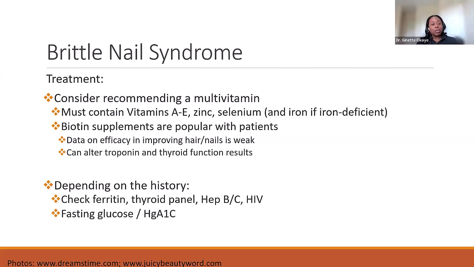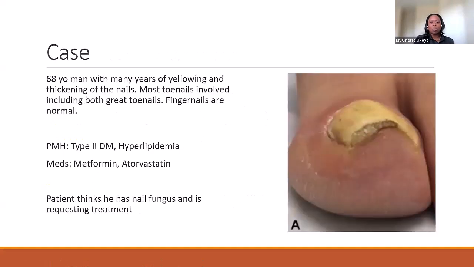And then depending on the history, I would check the ferritin, the thyroid panel, hepatitis, HIV, depending on their risk factors too. And depending on where you live, where I live in DC, we check hepatitis C and HIV every chance we get, and RPR for syphilis, because the prevalence is relatively high, and we just don't want to miss it. But we don't know when that patient will see a healthcare provider again, frankly. And then fasting glucose and hemoglobin A1C if you have reason to suspect this patient is diabetic or pre-diabetic.